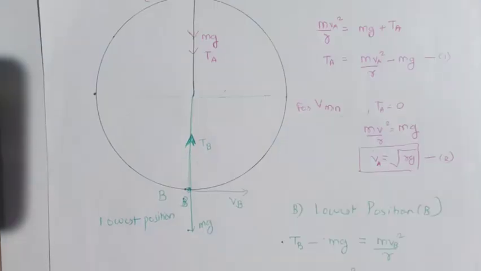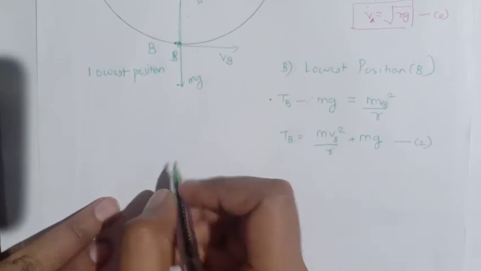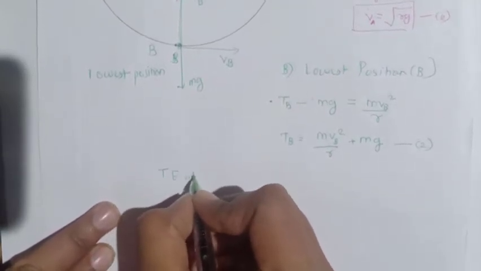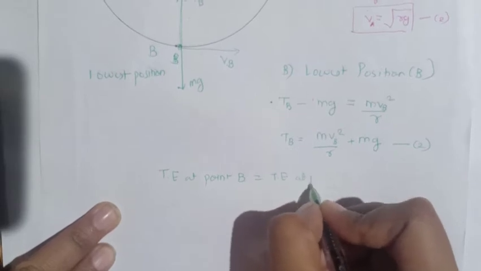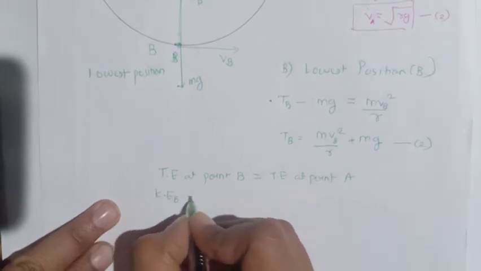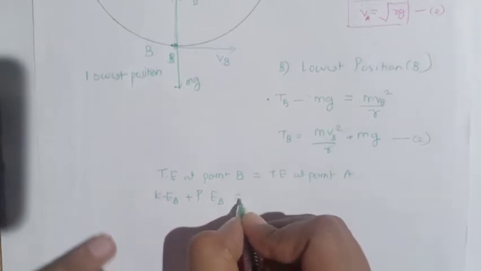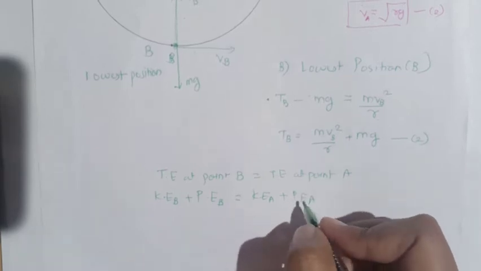By using the law of conservation of energy, the total energy remains constant between the lowest point and the highest point. The mechanical energy, that is, the total energy in terms of kinetic and potential energy, decreases in potential energy between the top position A and bottom position B. So by conservation of energy, total energy at point B equals total energy at point A. That is, kinetic energy at B plus potential energy at B equals kinetic energy at A plus potential energy at A.